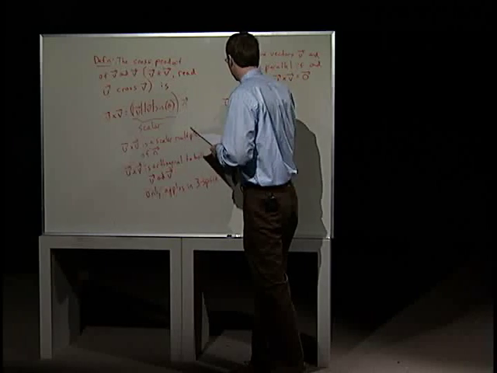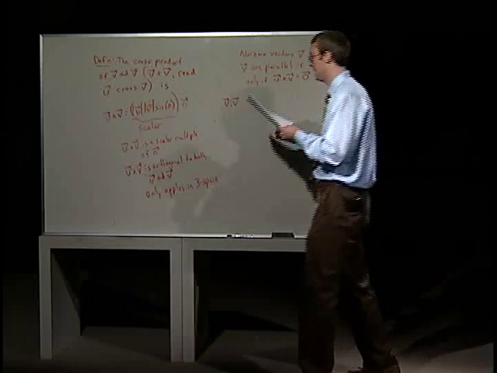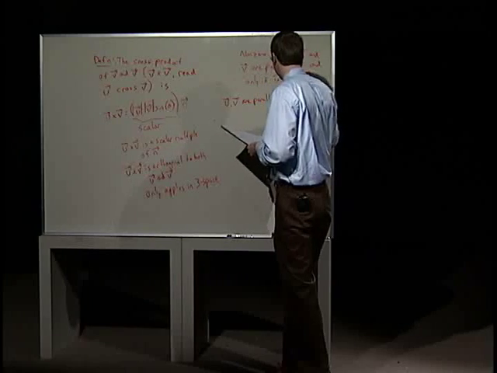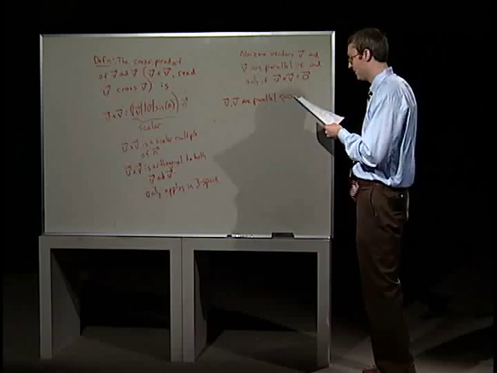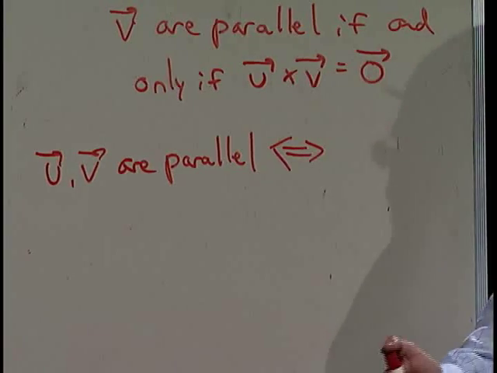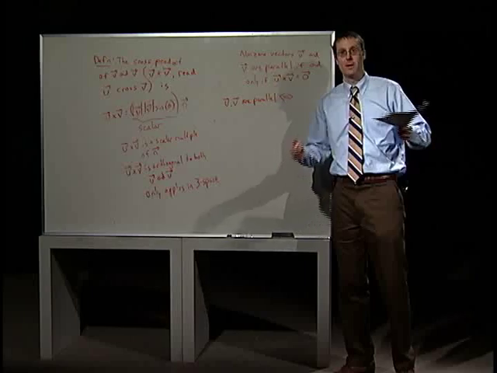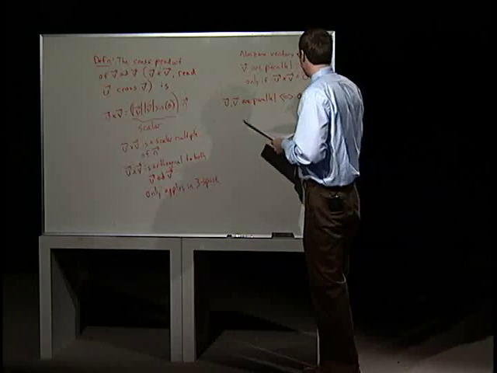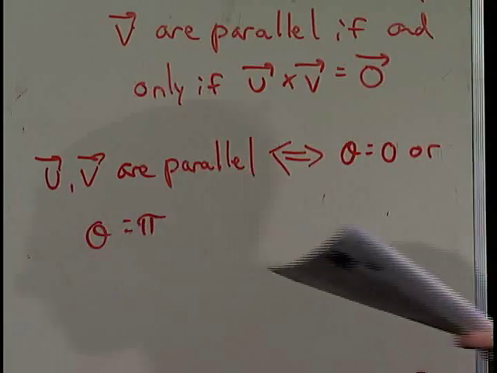Remember, this is if and only if, so it's a two-way road here. So u and v are parallel. I'm going to use the double-sided arrow to indicate if and only if. Two vectors are parallel if they have the same or opposite directions. That means the angle between them is either 0 or pi. If they're going the same way, it's 0. Opposite ways, it's pi. So theta is equal to 0 or theta is equal to pi.